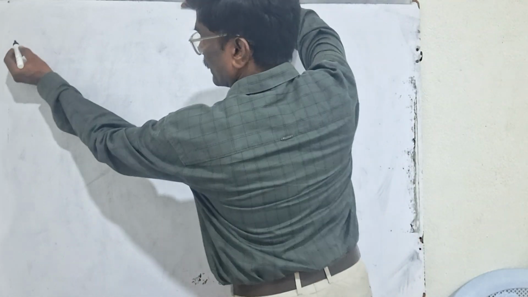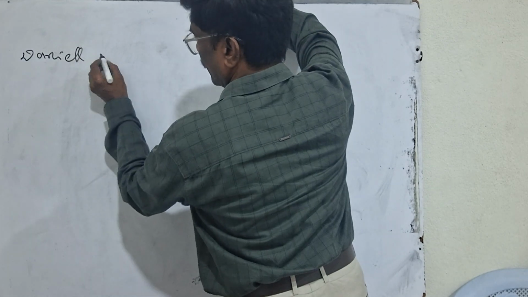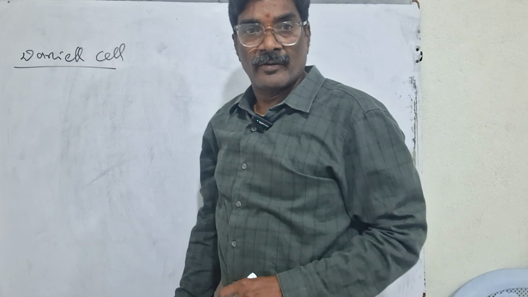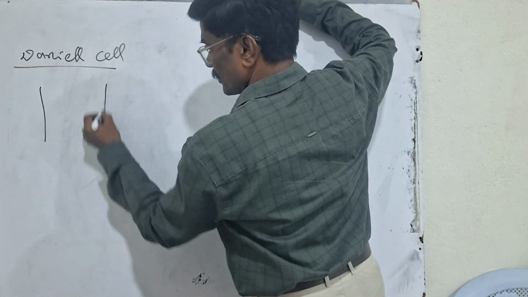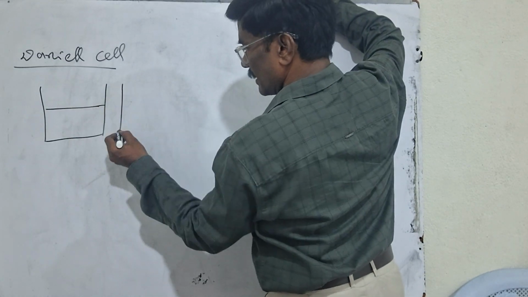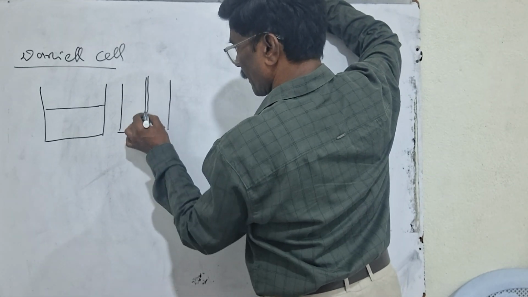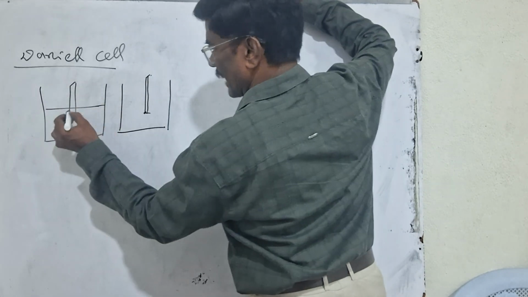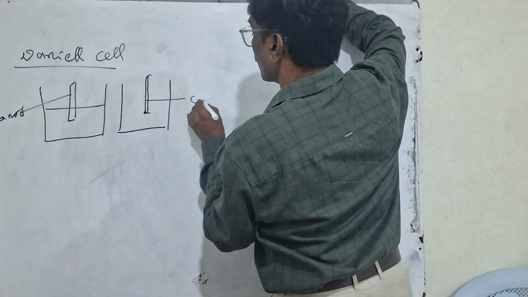The best example is a Daniel cell. In this, we know there are two half cells. One is the zinc rod half cell, meaning the oxidation half cell. The other is the reduction half cell with the copper rod. Zinc is used as the anode, whereas copper is used as the cathode.